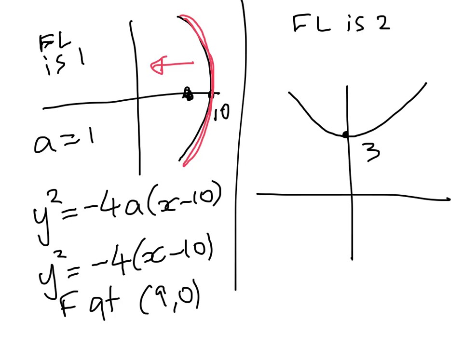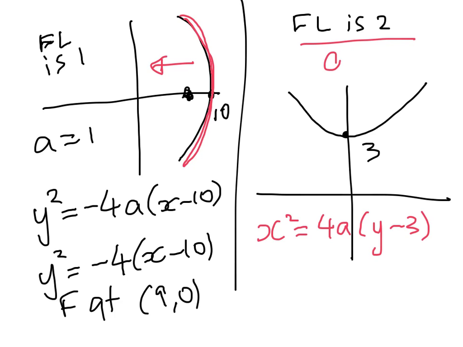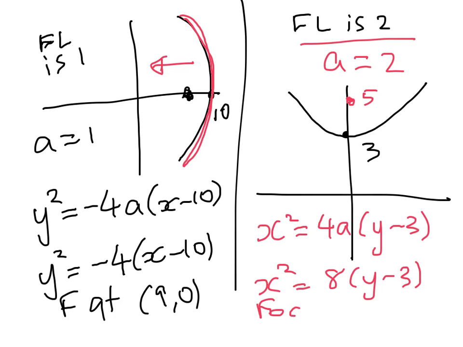Right, on to this next one. Well, the form here is going to be x squared equals 4a, it's been translated up, y minus 3. Okay, the focal length is 2, so a equals 2. X squared equals 8 times y minus 3. And the focus will be 2 up from the vertex at 5. So carefully, focus at 0 and 5. Alright, one more.